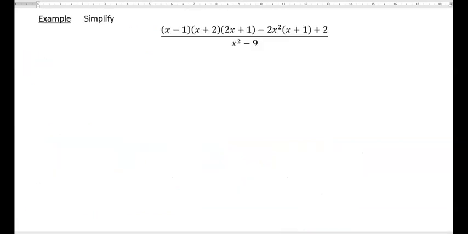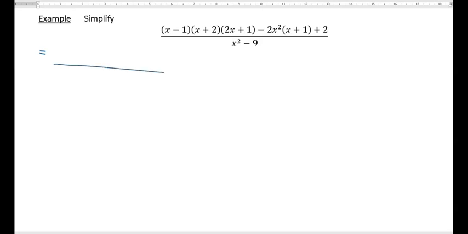This is the last of our algebraic fractions examples. In this one, we have to just simplify this. So it's not a solving one, it's just simplifying. So it's a pretty ugly looking one. So in this, we're bringing in our multiplying out triple brackets as well into this expression.